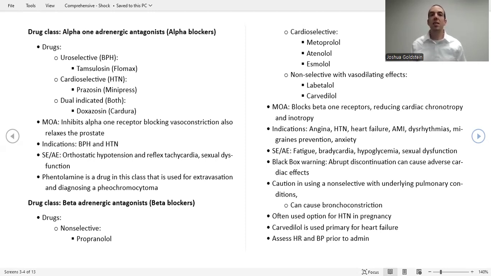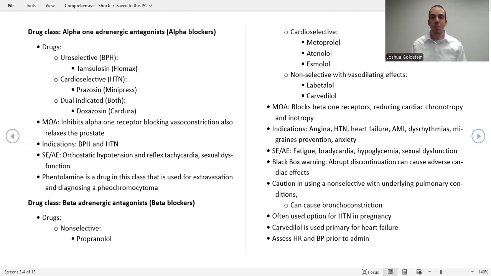Then we have our cardioselective, metoprolol, atenolol, esmolol. There's about a dozen or more beta blockers. I didn't list all of them, but these are the most common ones. The cardioselective medications are less likely to have any effect on beta-2. Ideally, they wouldn't have any effect at all. It's in theory possible, but generally they wouldn't. And then we have our non-selective with vasodilating effects. The two over here are labetalol and carvedilol. These are non-selective, but they also vasodilate. When you get into heart failure, you get into talking about afterload, we're going to understand more about the benefit of that.